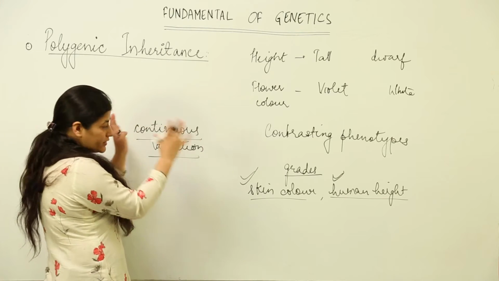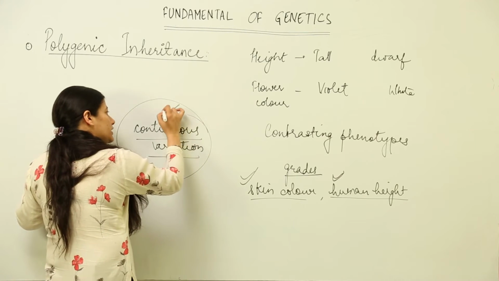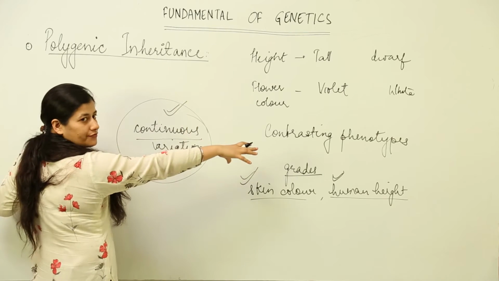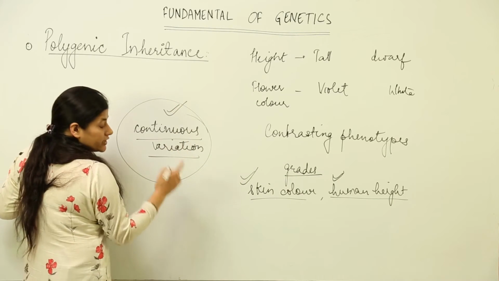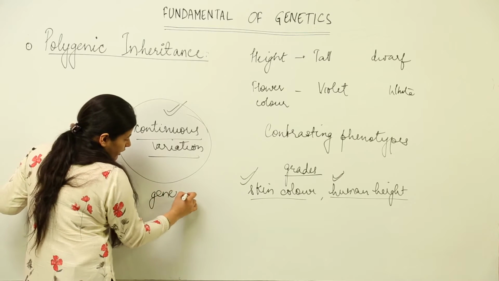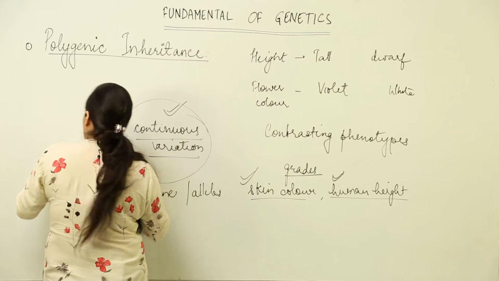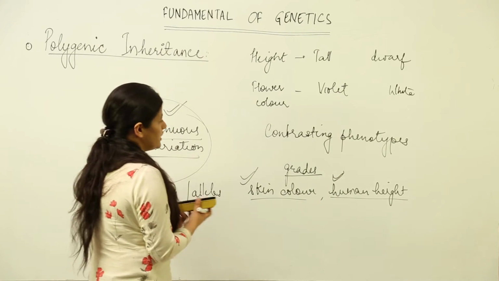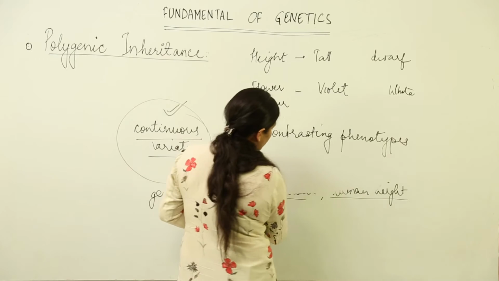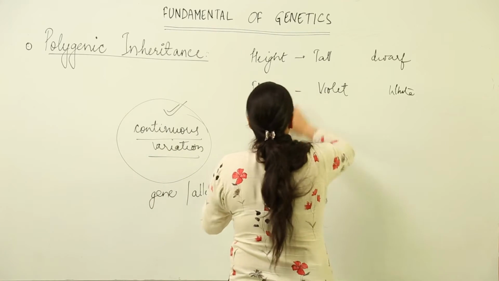Now this is what we have to study: how does this continuous variation, which shows grades of phenotypes, occur at the genetic level in terms of gene and its alleles. When I say that continuous variation is to be observed, we talk about polygenic inheritance.